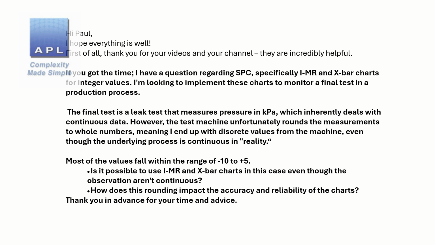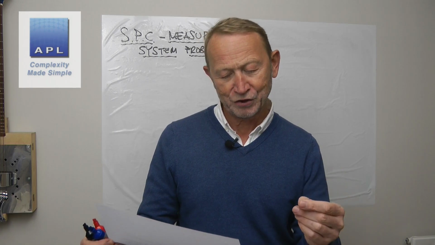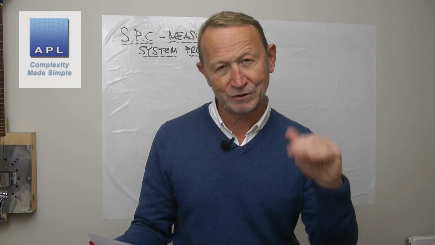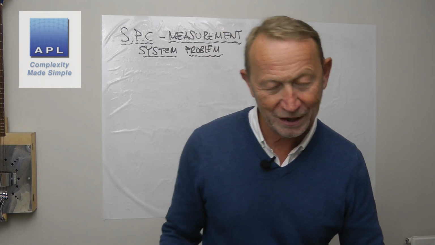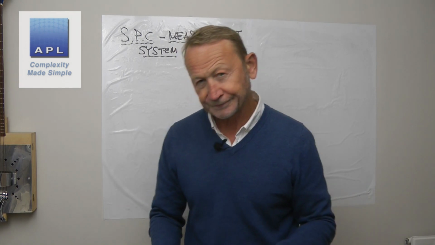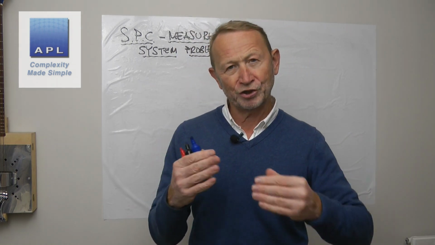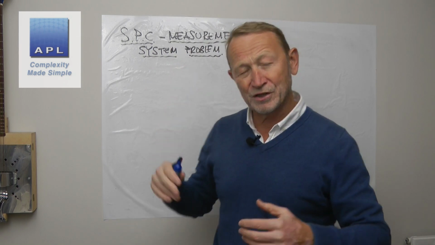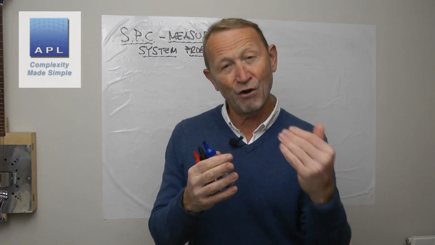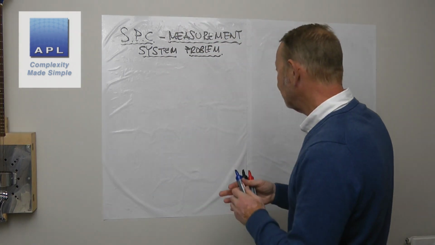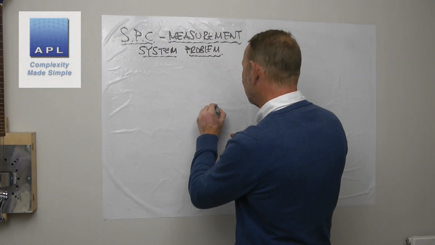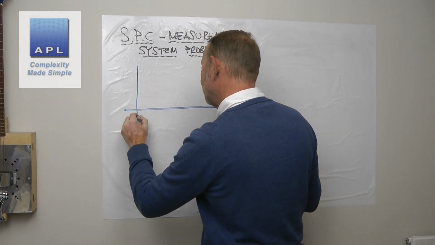Now, the important bit of information that you give me on this is most of the values fall within the range of -10 to +5. And then he says, is it possible to use the charts because the observations aren't really continuous, they're integer values, they're whole numbers. So let's talk about the issue of really a measurement system problem and whole numbers and whether that's acceptable or not. Okay, now you have to think what an SPC chart is going to do.